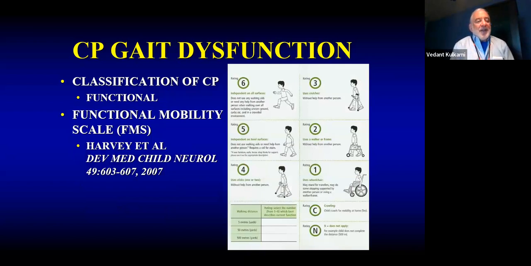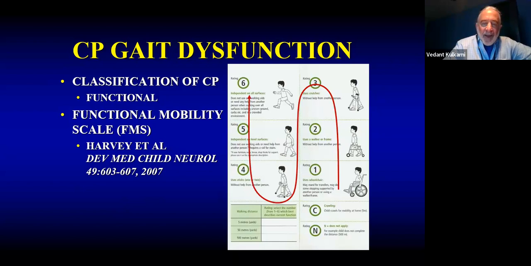A classification scheme that we use in the motion lab and in our clinical research that you may not hear that much about is the Functional Mobility Scale, or FMS. The FMS has 6 levels, and the higher the number, the greater the function, the better the function. So it's a little bit confusing because it's not consistent with the GMFCS.